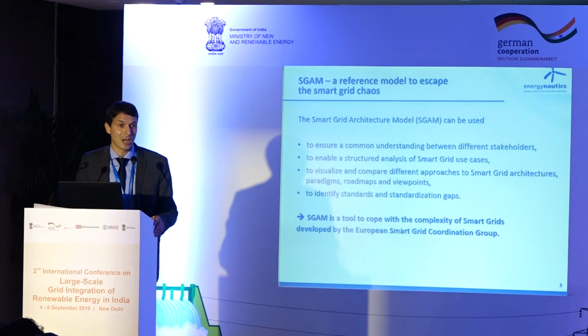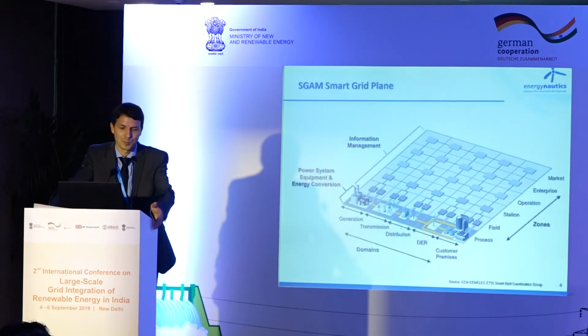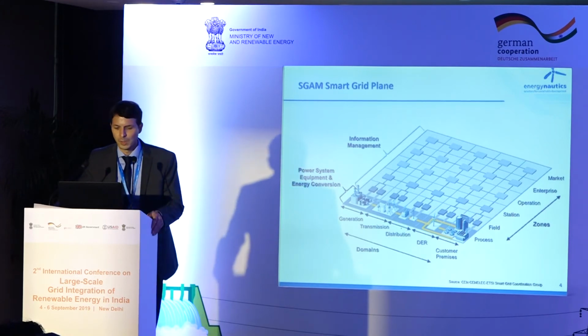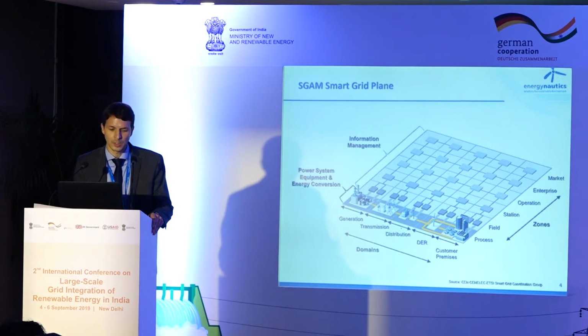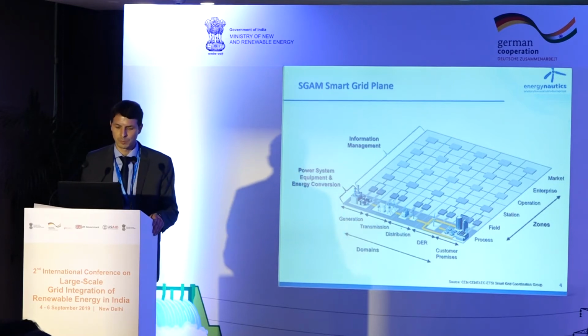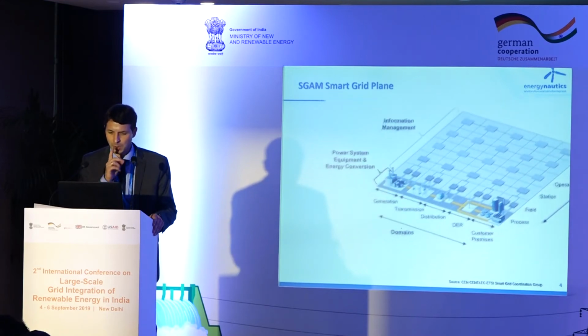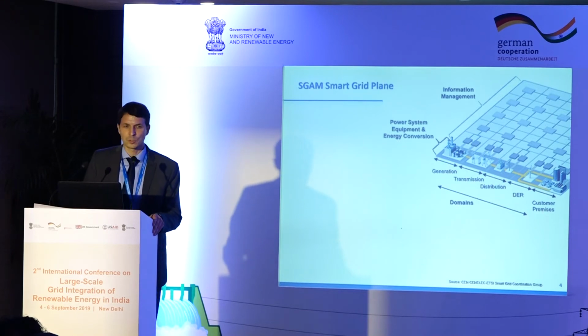So let's have a look how it actually looks like. It's about a smart grid plane you can see here. I hope you can see it, where we have an information management area over here, different zones. We have the process line here, the power system equipment and energy conversion. And let's have a look. Okay, the animation works. What the different domains actually mean.